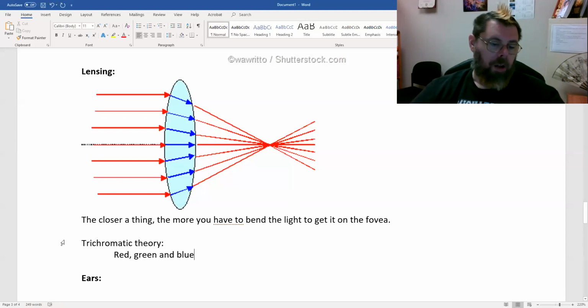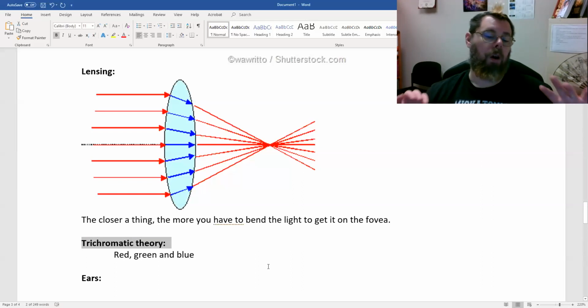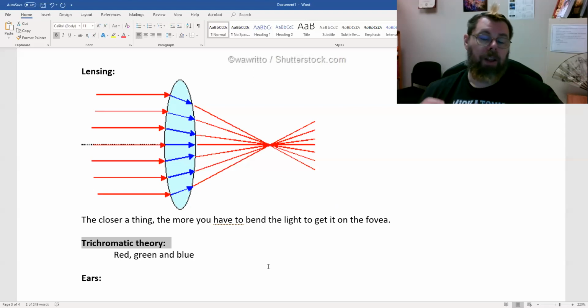So you have 3 kinds of color receptor: red, green, and blue. I know you took an art class in 4th grade or something, and you learned that the 3 primary colors are red, yellow, and blue, but that's paint. That's reflective surfaces, not light. When we're dealing with light, all the colors are made of red, green, and blue.